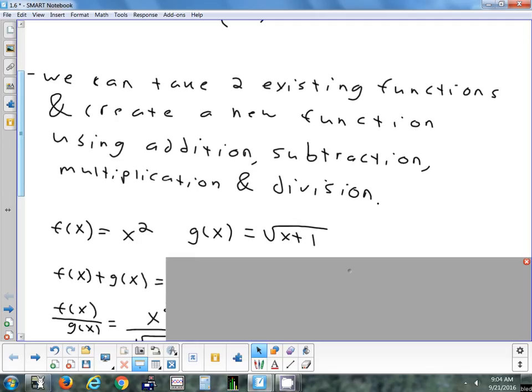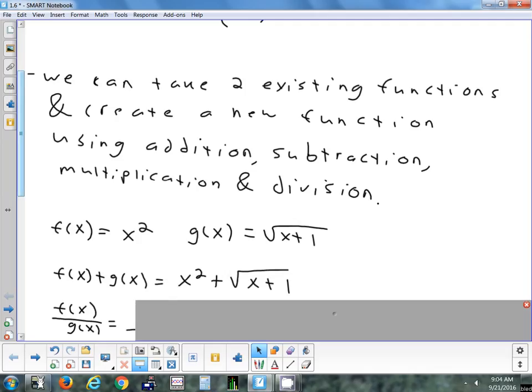All right, John, do you think you could tell me what f of x plus g of x would look like if I wrote that down? I would say it would be x squared plus the square root of x plus 1. Yeah, that's all you can do. There's nothing you can combine. So this is a brand new function, x squared plus the square root of x plus 1, created by taking two functions we already had and just adding them together. Any questions on how I found f of x plus g of x?